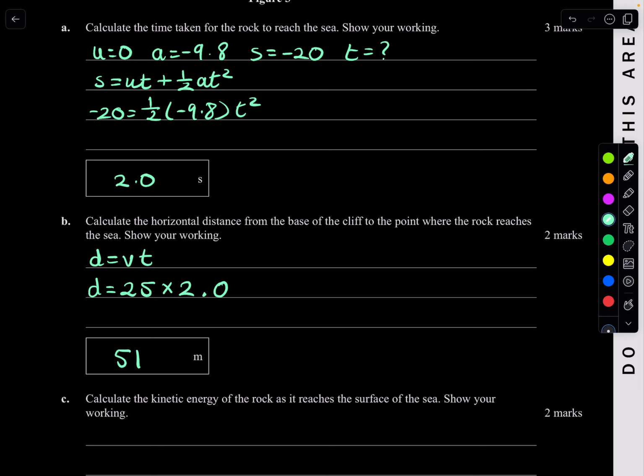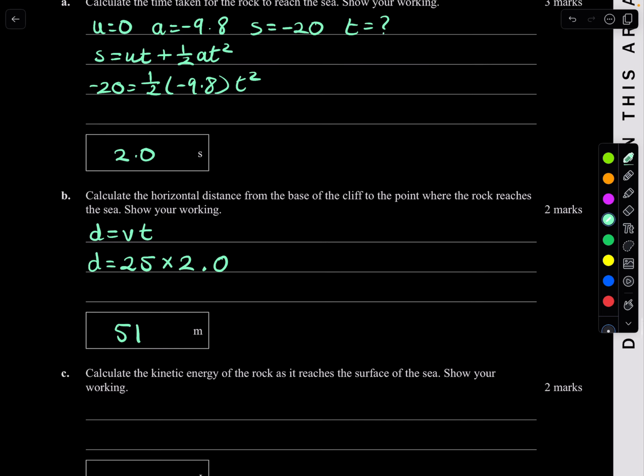Be careful. I know it looks like 50, but you need to use whatever is in your calculator. Use your exact value. My exact time was 2.02003, and so on. I used that in my calculator, then multiplied by 25, and that gave me approximately 51 to two significant figures. Easy.